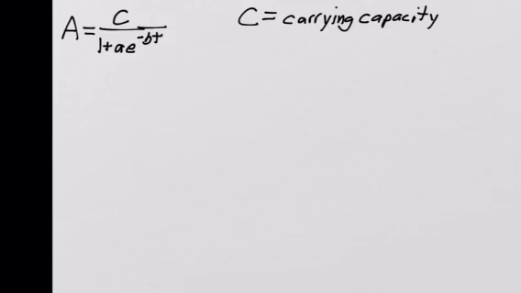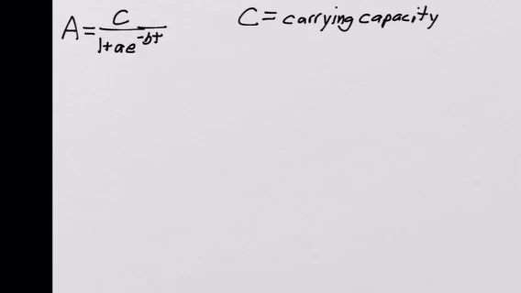Which for a case like population, it's going to be the population that the environment can sustain. You're probably not going to be able to sustain 500 fish in a small fish bowl. So your C is going to be whatever the maximum you could sustain is.